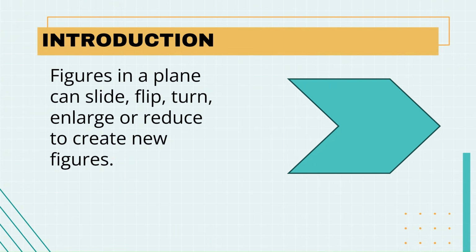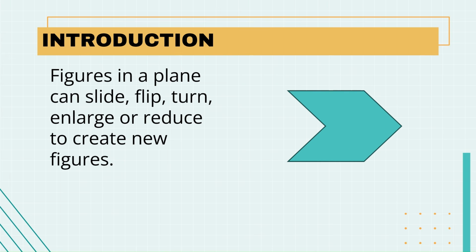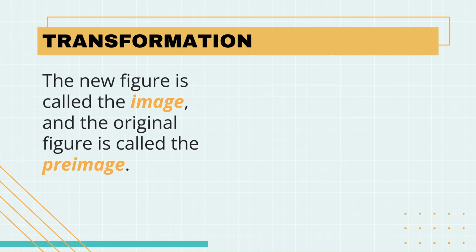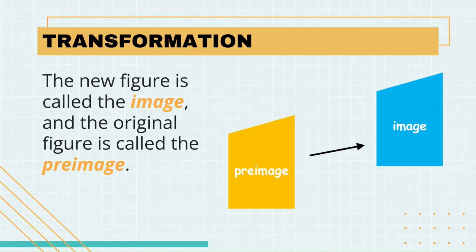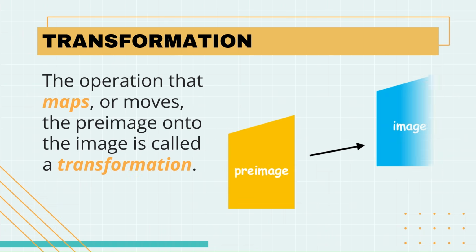Figures in the plane can slide, flip, turn, enlarge, or reduce to create new figures. The original figure is called the pre-image, and the new figure is called the image. So basically, pre-image to image. Think of it like before and after. In geometry, when a figure changes position, orientation, or size, we call that a transformation.